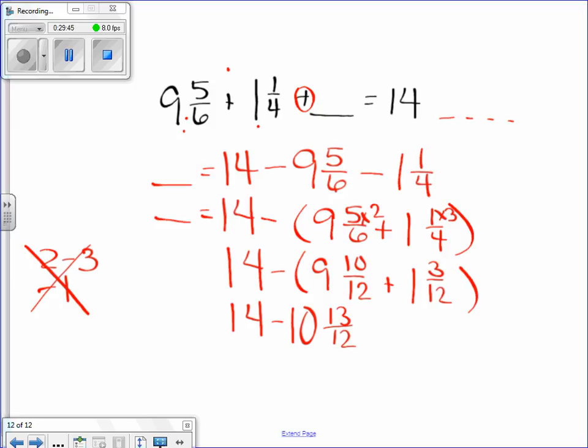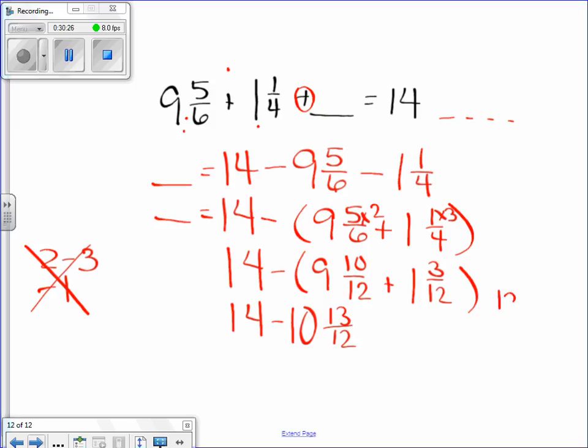So, if I try to do this, and I turn the 14 into 13 and 12 twelfths, minus 10 and 13 twelfths, can I do that? No, you cannot do that. 12 minus 13. Oh no. I cannot do that. This is improper right here. Should I go ahead and take care of that? Yeah. Sometimes I told you, if you're still working, just leave it improper, and sometimes it'll take care of itself. In this case, I need to take care of that. I can't subtract because it's improper.